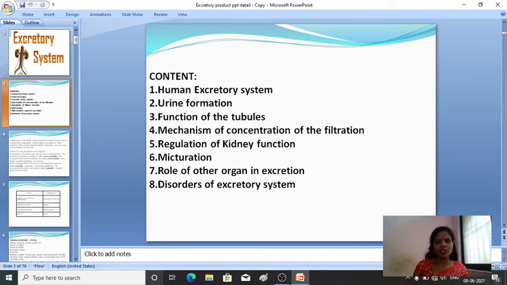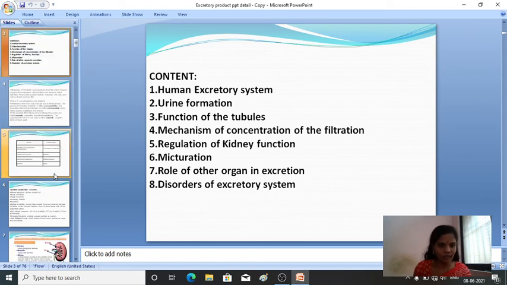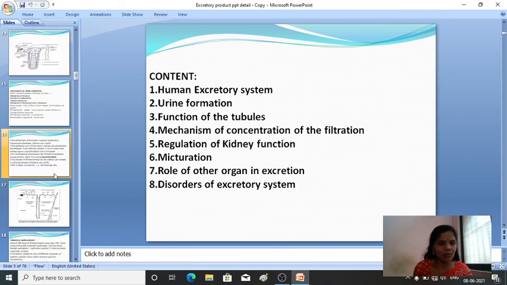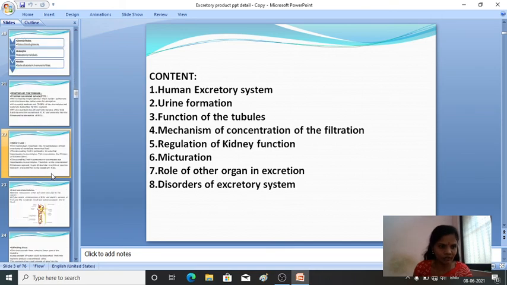In the functions of tubules, we studied the functions of the proximal convoluted tubule, the distal convoluted tubule, the loop of Henle and the collecting tubes. So all this we discussed in the last class. Today we will move on to another most important concept of this chapter, that is the mechanism of concentration of the filtrate.